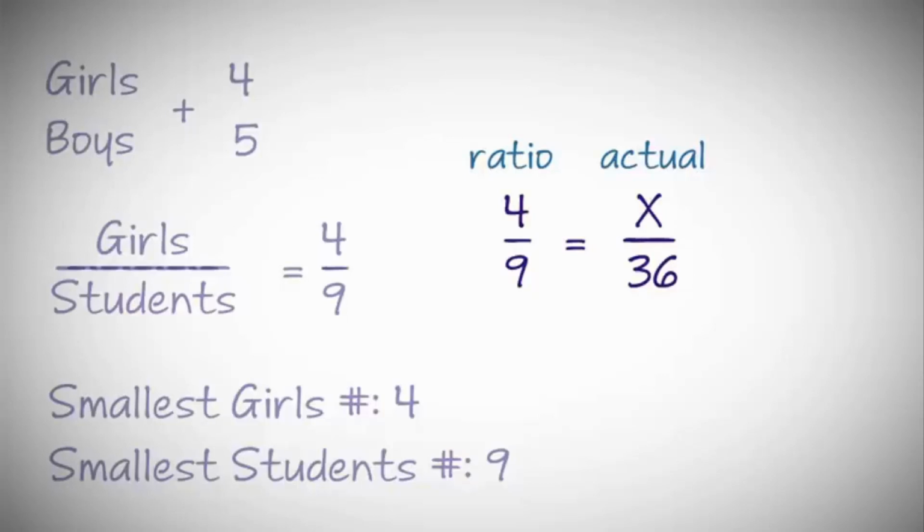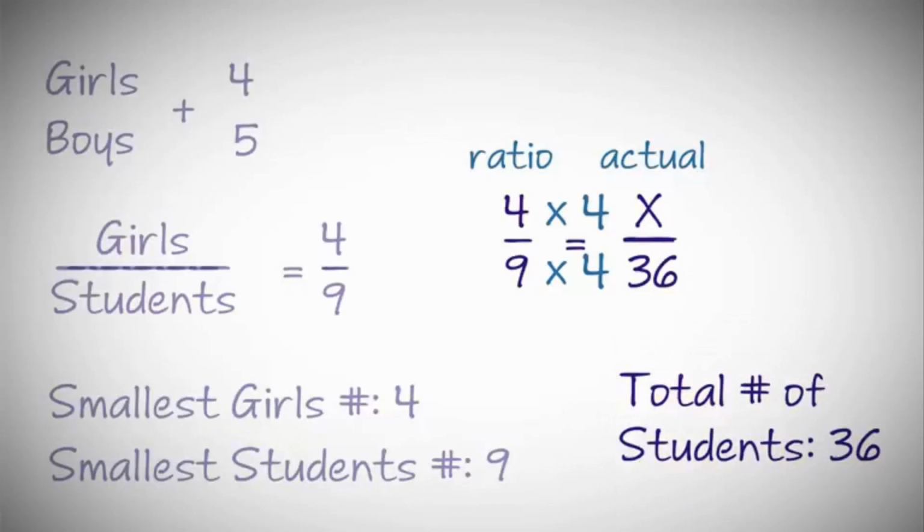You could cross multiply, or you could just ask yourself, what times 9 equals 36 in our denominator? 9 times 4 equals 36. So we're going to need to multiply our top number by that same factor. 4 times 4 is 16, which means that if there are 36 students in the class, there are going to be 16 girls.